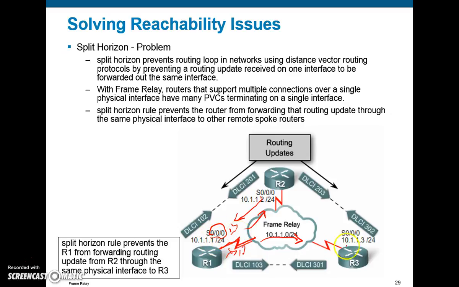This causes a problem because R3 is also connected to R1, and R1 is supposed to share the routing update sent by R2 with R3. But split horizon prevents R1 from sharing the routing information it received from R2 with R3. So this causes a problem in frame relay, the split horizon.